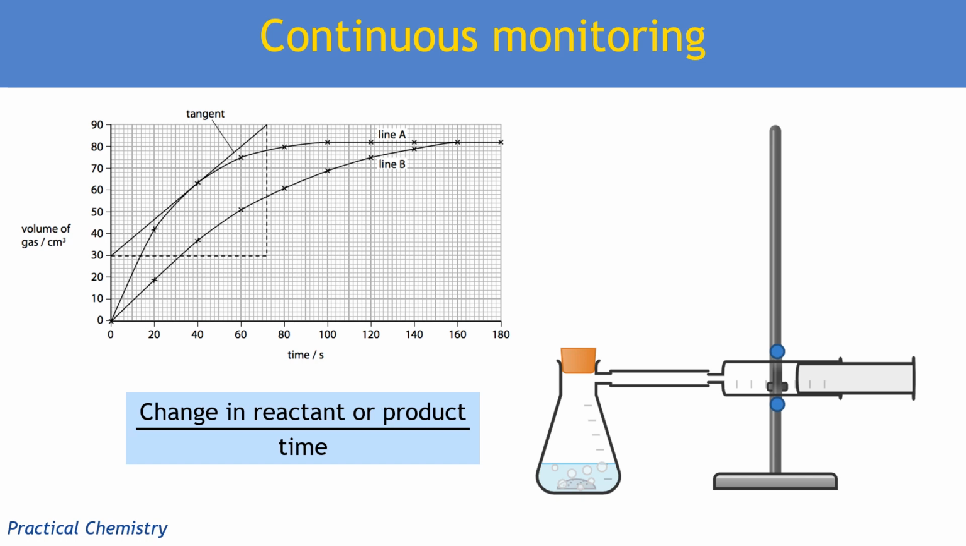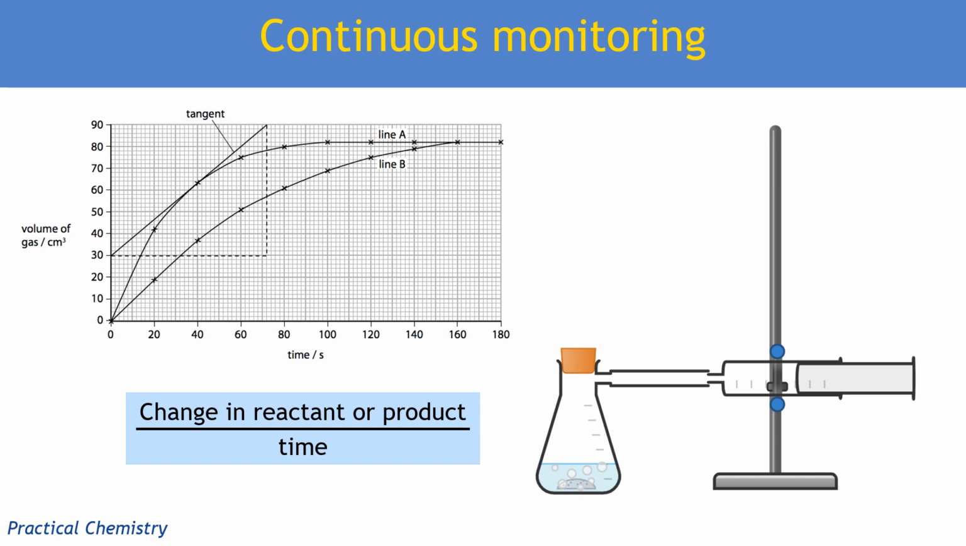So we're taking continuous readings over time. We can follow the reaction until the end, and we end up with a graph that looks like this. We could change the initial conditions, so there are two lines on this graph. Maybe line B is happening at a lower temperature, at a smaller surface area, or a reduced concentration. We can see from this graph just by eye that line B is slower than line A.